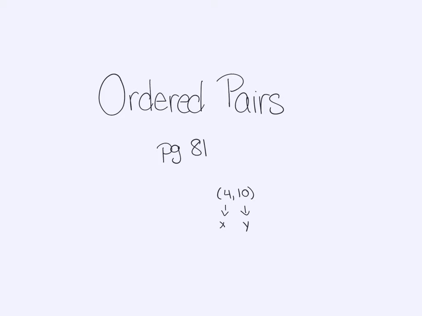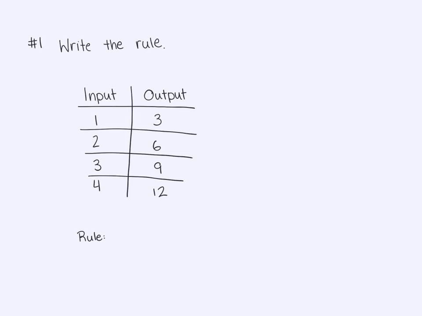So we won't be doing any graphing today, but we will be looking at how we can take a table of values and turn it into a set of ordered pairs that you could plot on a graph. For question 1, they are going to ask you to write the rule. So remember, a rule is written in words instead of math symbols. Those are formulas. Now, they'll give you an input-output chart, and you have to figure out how do you get from the input to the output.